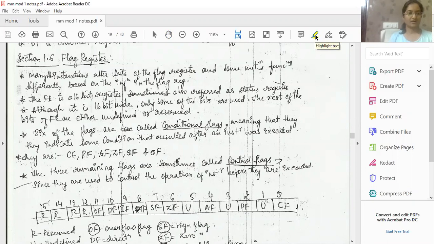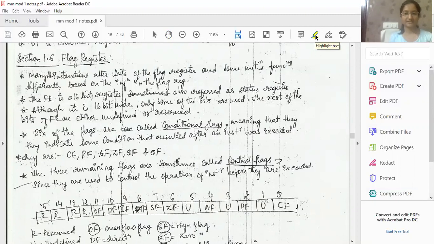Okay, here there are two things that I mentioned in the previous video. That is, 6 of the flags are conditional flags, right? So what does that mean? They indicate some condition that resulted after a particular instruction was executed. That means the flags like carry flag, parity flag, auxiliary flag, zero flag, sign flag, and overflow flag will be affected after performing a particular instruction.